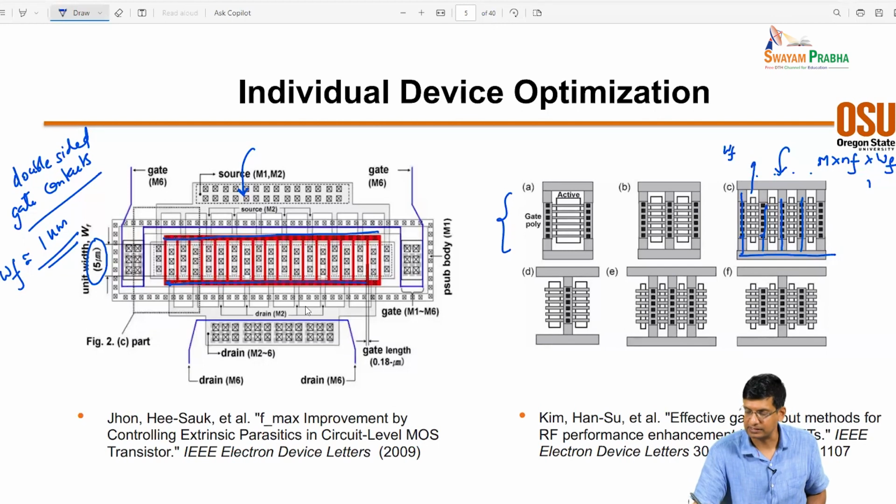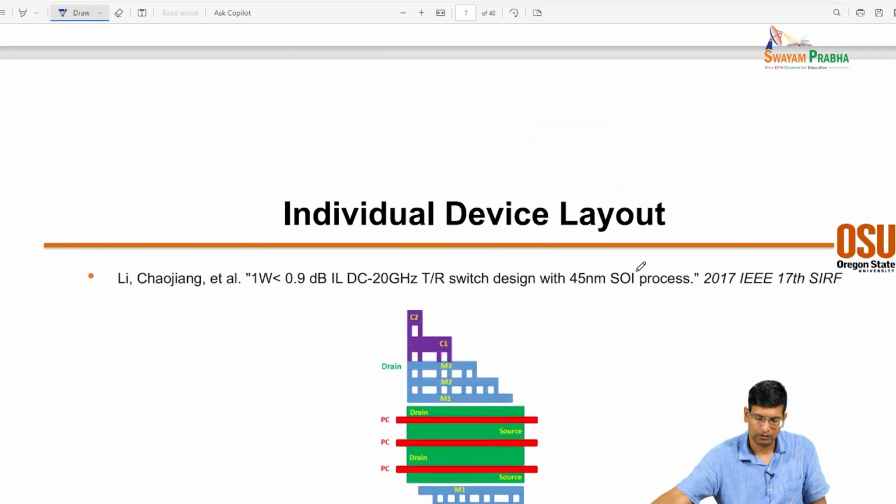So here, each of these fingers, right, is basically the width that you have per finger, right? Yeah, this is a finger. And these 4 are the number of fingers. So here M would be 4, NF would be 1, 2, 3, 4, 5, 6. The width per finger would be what you would have here, right? And that would give you the total that you have.